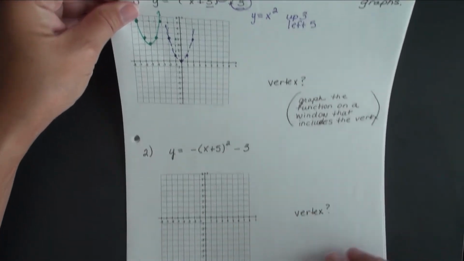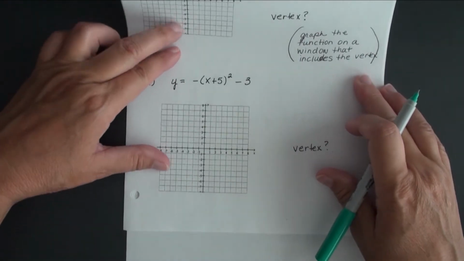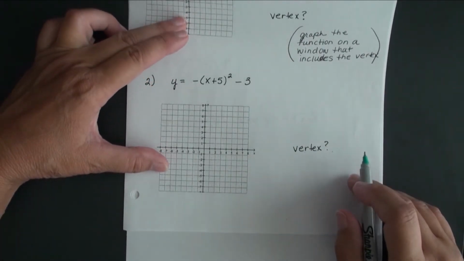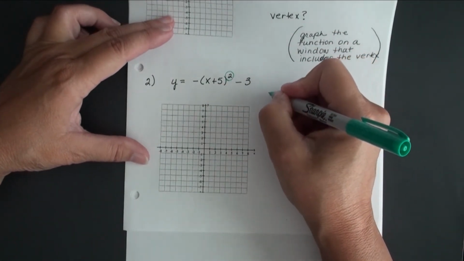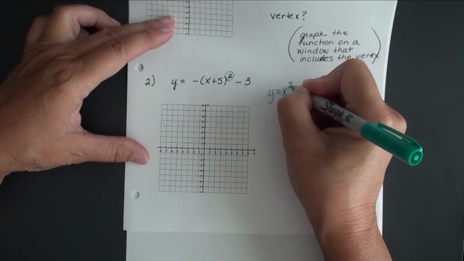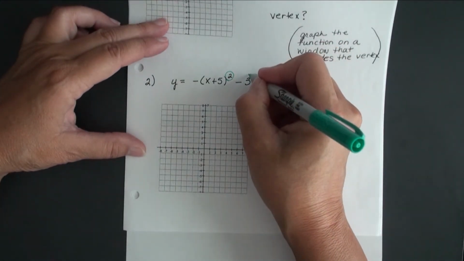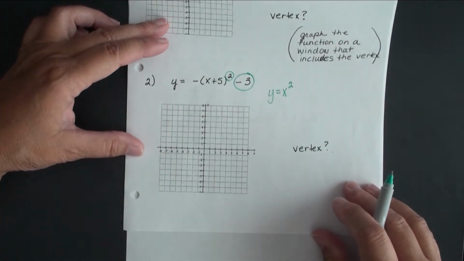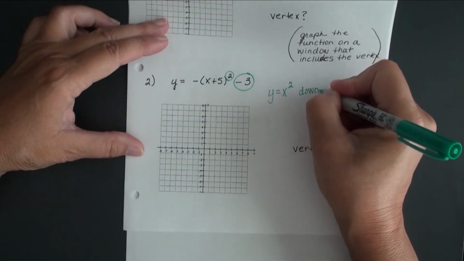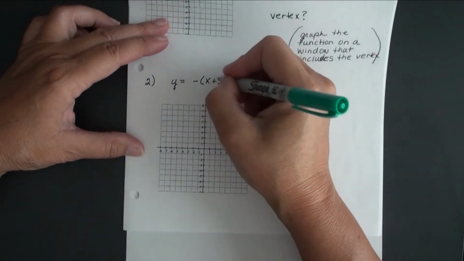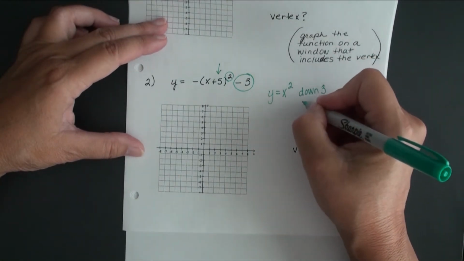Okay, let's try another one. Let's do this one. y equals minus (x plus 5) squared minus 3. Again, our key graph equation is y equals x squared. This time we have a minus 3 at the end of the equation, which means we are going to go down 3. And the x plus 5 in parentheses is just like our previous example. We are going to go left 5.